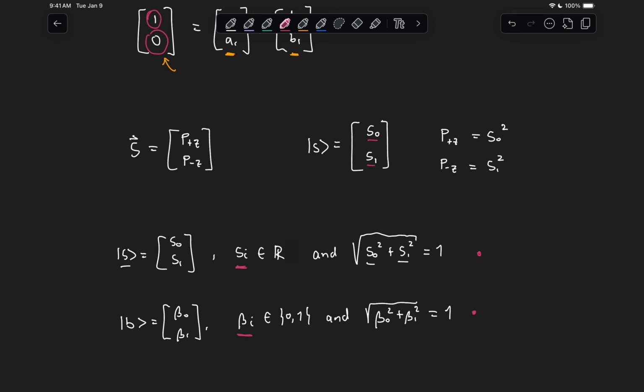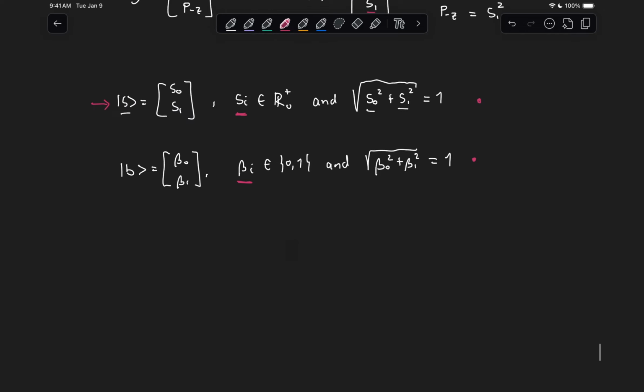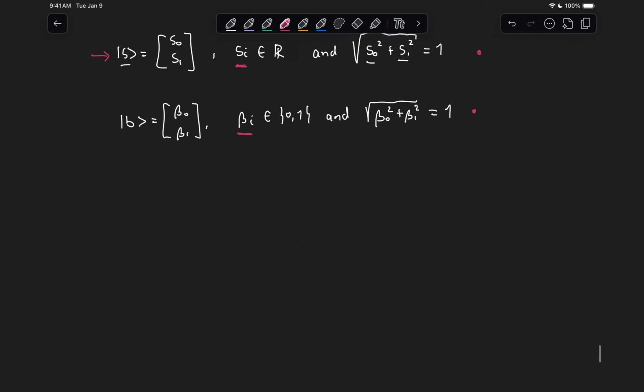So now let's see if this definition is consistent with the observations from the Stern-Gerlach experiment. Let's say that for spin in the plus z direction, we have the vector 1, 0. That means that the probability of measuring spin in the plus z direction, which is given by S0 squared, which is 1 squared, is equal to 1. So this is exactly what we observed.